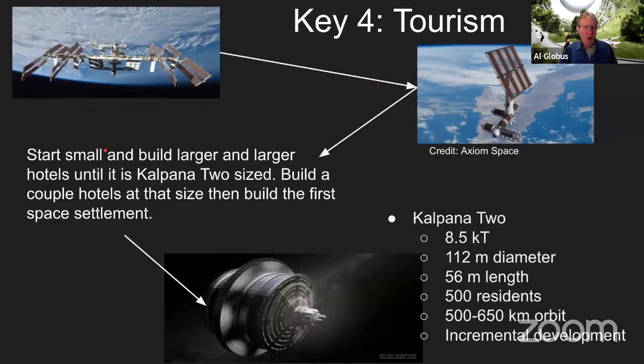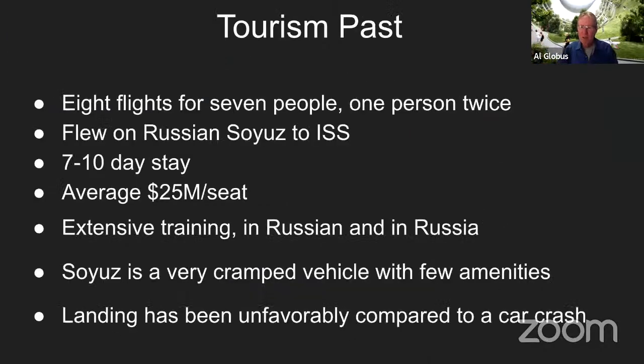So here's the idea. You start small, build a small hotel, then build larger and larger ones until it's the size of Complement 2. Then build a couple more to get good at it, and then build Complement 2. A short, little incremental step each time on the way. So is tourism up for the job?